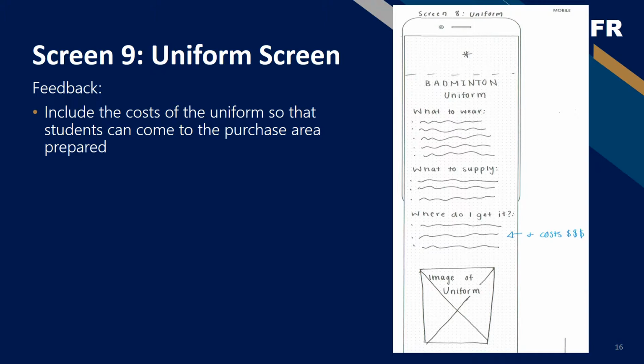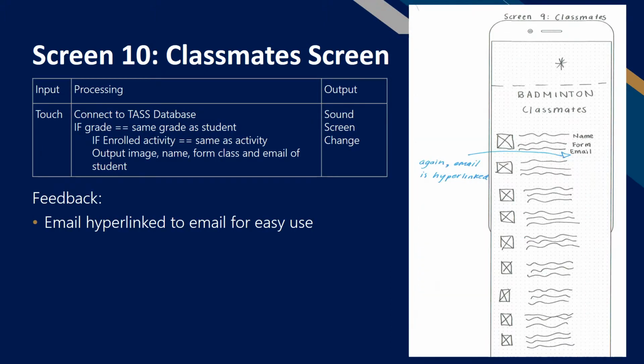It includes an image of all of the equipment required at the bottom of the page to make the buying process easier and more efficient. This screen includes one of the key aspects of the application. It displays all other students enrolled in the activity in the user's grade.